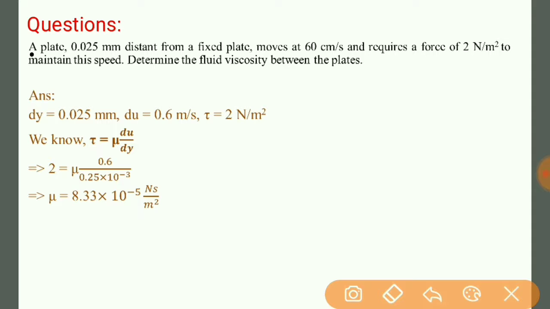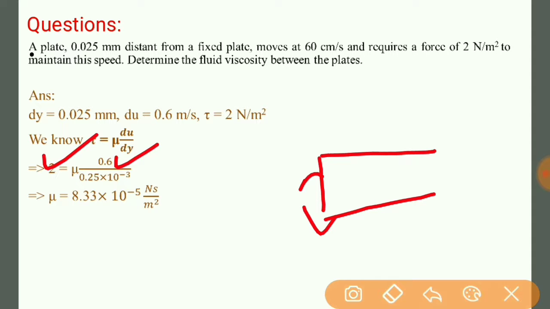Now after putting the values, what will you get? Tau equal to 2 and du equal to 0.6, and the distance between them is what? What is the distance mentioned in the question? That is 0.025 millimeter. It means 0.025 millimeter, so into 10 to the minus 3, then what will you get? That is 8.33 into 10 to the power minus 5 Newton second per meter square.